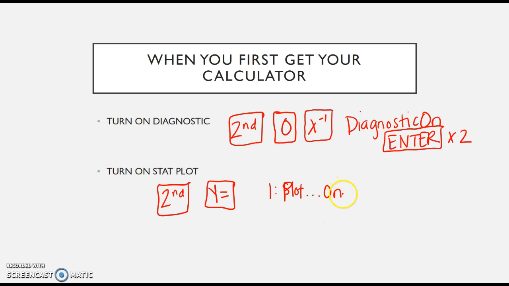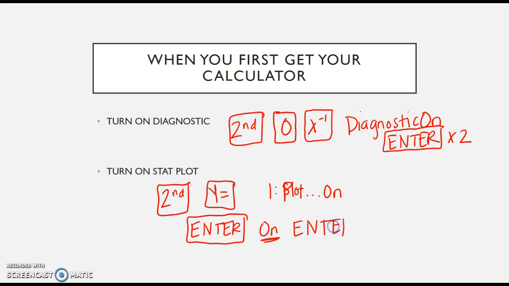If it says off, we're just going to press enter to open up that plot, and then you want to highlight on. You can press enter again once you highlight it, and then your stat plot's on. Alright, so you've got to make sure these two things are on every time. Just go ahead and get used to it, especially if you clear your calculator. Turn these two things back on.